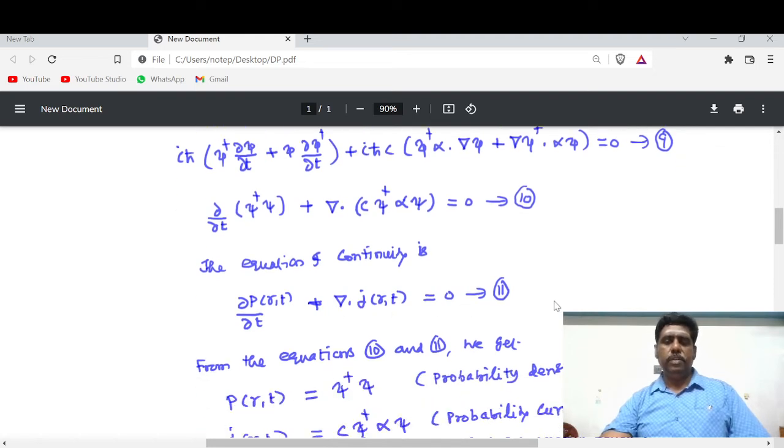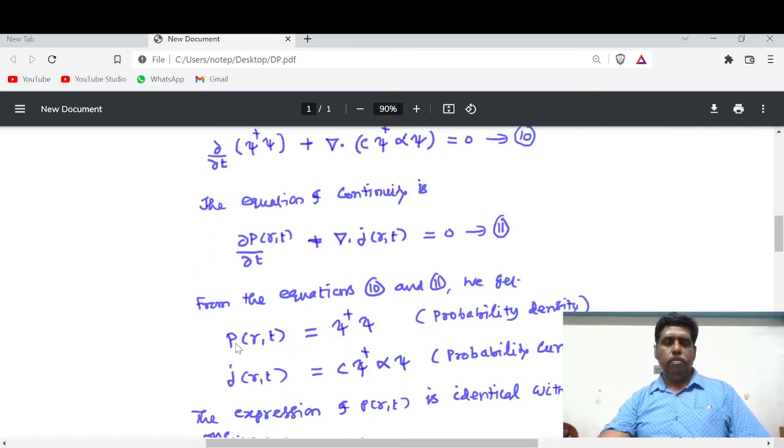From equations 10 and 11, we can come to the conclusion that rho of r comma t is our psi dagger psi. This is the probability density. Then j of r comma t is equal to c psi dagger alpha psi, which is called the probability current density. The value of rho of r comma t equal to psi dagger psi is almost similar to the value arrived at in our non-relativistic case. In non-relativistic quantum mechanics, the probability density is psi star psi. In Dirac space, the position probability is psi dagger psi.